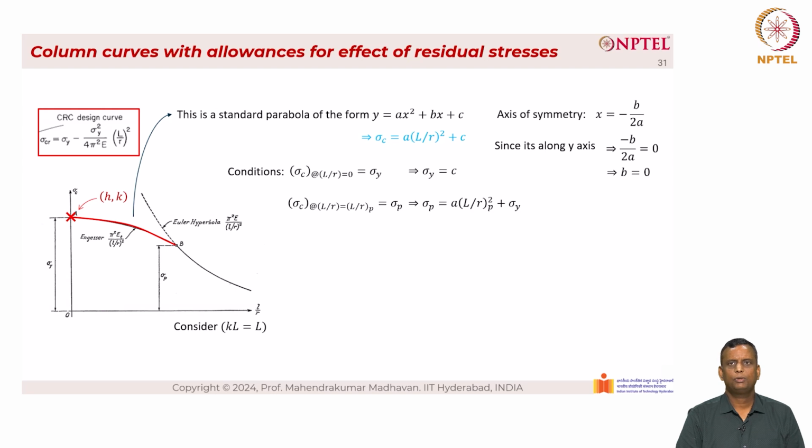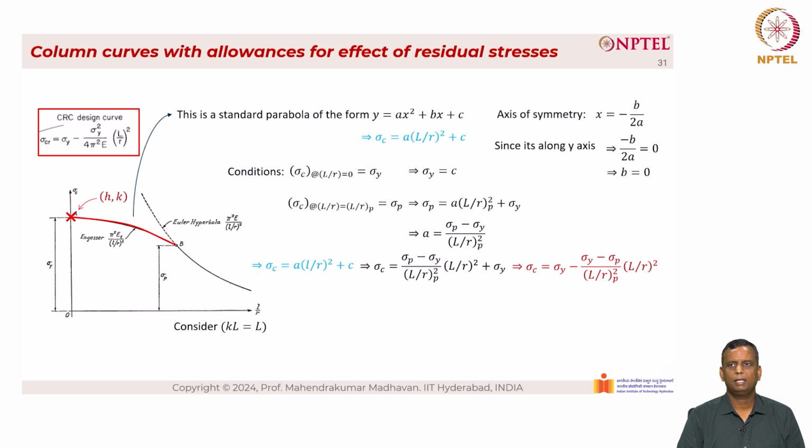So we have the next boundary condition, σp = a(L/r)p² + σy. This gives the constant a = (σp − σy)/(L/r)p². This can be substituted in the above equation. We have σc = a(L/r)² + c gives σc = ((σp − σy)/(L/r)p²)(L/r)² + σy. So σc now becomes σy − ((σy − σp)/(L/r)p²)(L/r)².